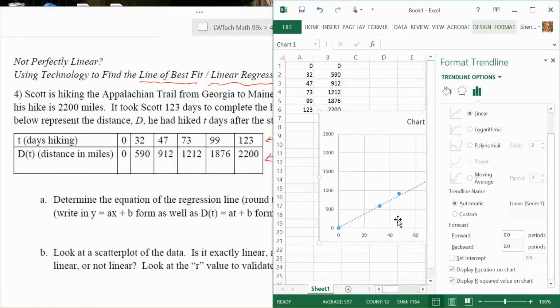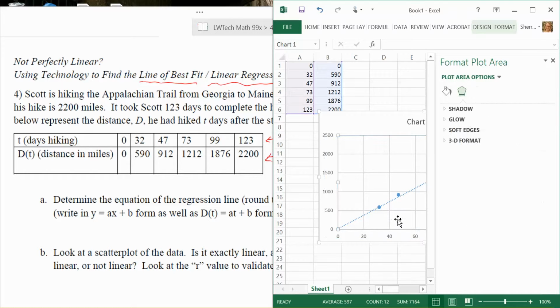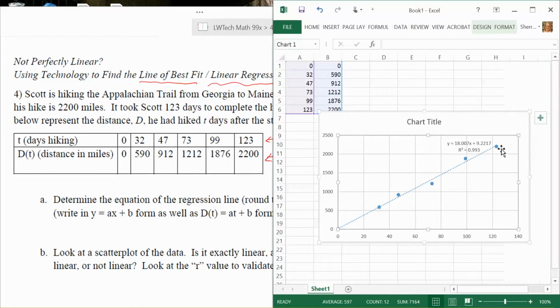Now, if we go back to our plot area, let's go ahead and close this side window here so we can see our chart, since I'm on kind of a small screen. Notice up at the very top there, it's kind of small print, but you'll see our equation, which is our line of best fit: y equals 18.007x plus 9.2217. And then we have that r² value here we'll talk about in just a sec.